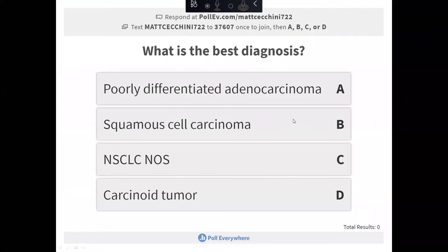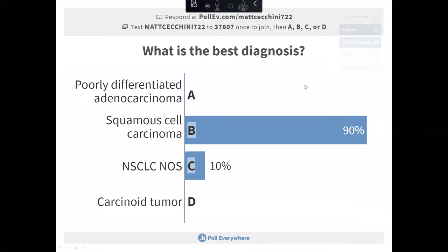This case is not too challenging, but what do you think? I wanted to have this case as a nice contrast to some cases that are coming up shortly. So what are people thinking? Exactly, so this is a squamous cell carcinoma. The intercellular bridges and the keratinization are features of a squamous cell carcinoma, and it would be good to diagnose it as that.